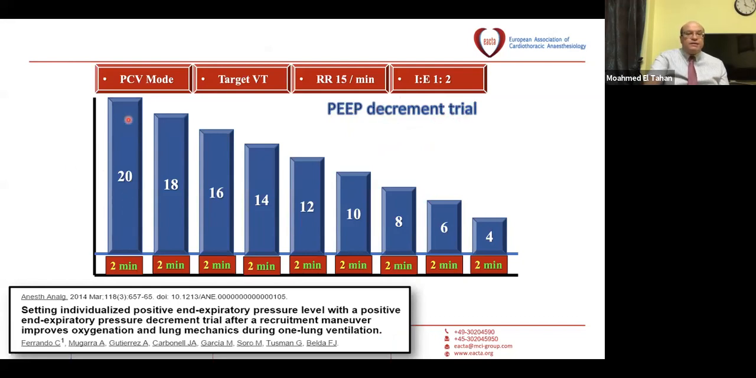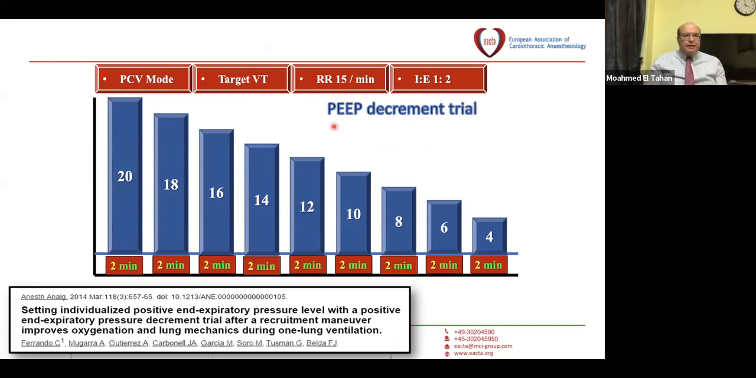You will start with the pressure control mode with a target tidal volume of 4 to 6, respiratory rate 15, I:E ratio 1 to 2. And then for the first 2 minutes, you have to use a PEEP of 20 and look for lung compliance on your monitor.